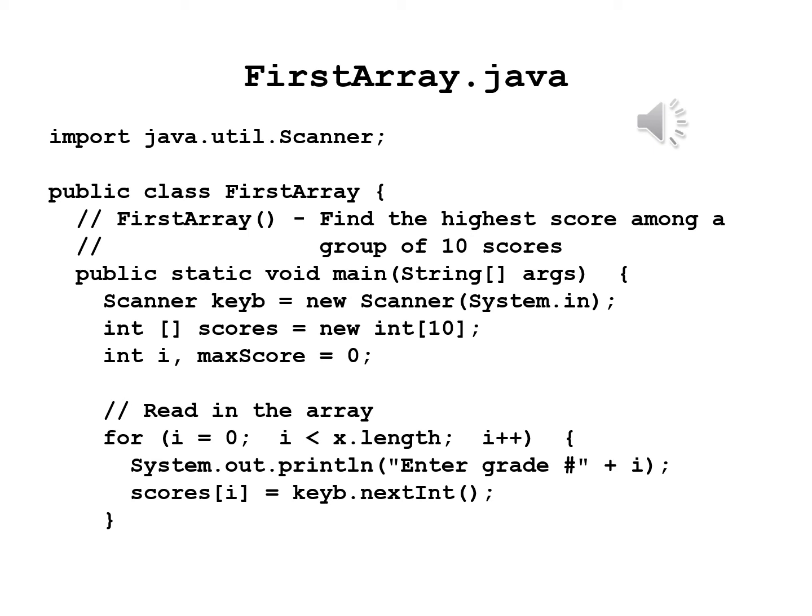Next we read in the array, and the loop begins: for i = 0; i < score.length; i++. Within the loop we have System.out.println("Enter grade number " + i). Lastly in the loop, score[i] = keyboard.nextInt().